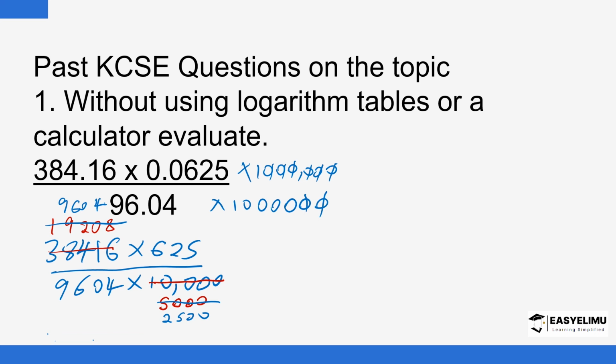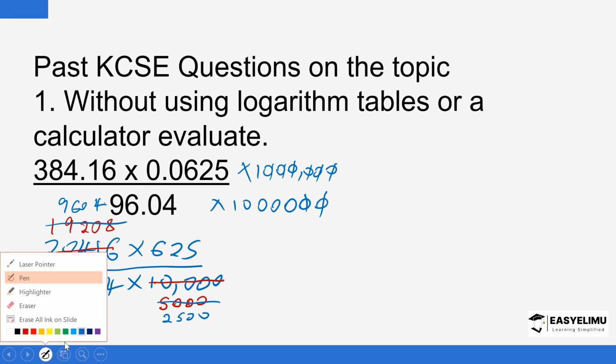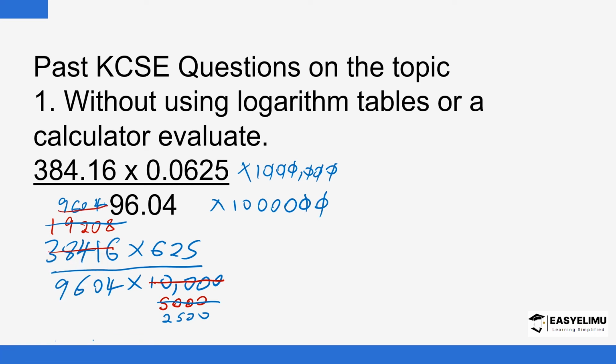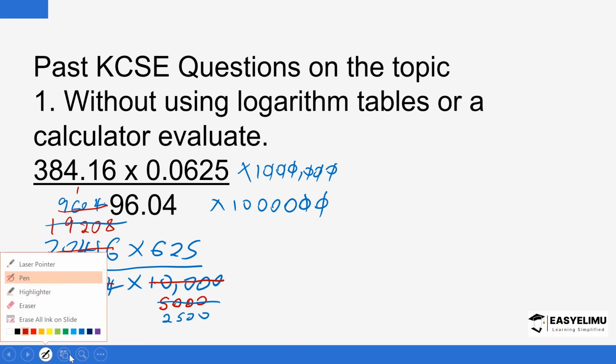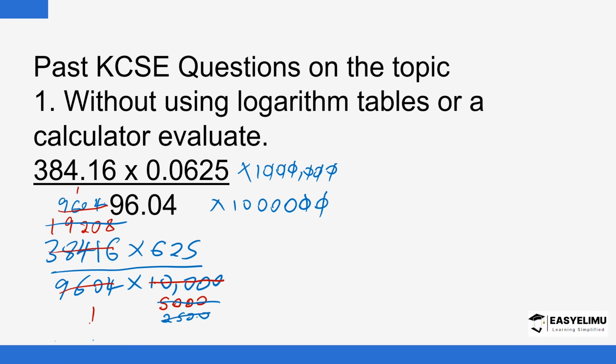So again, let me try change color again. So this one divides, goes into that one, and it goes into these ones. So what remains now is 25 here. So 25 goes here, 125 goes there 25 times.